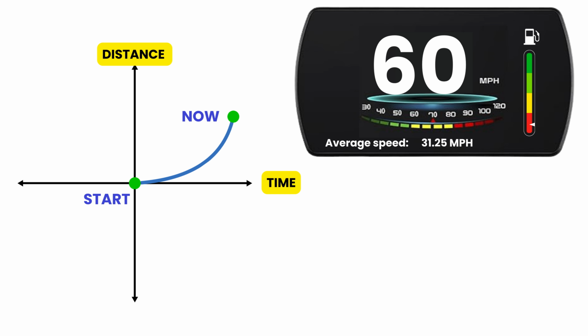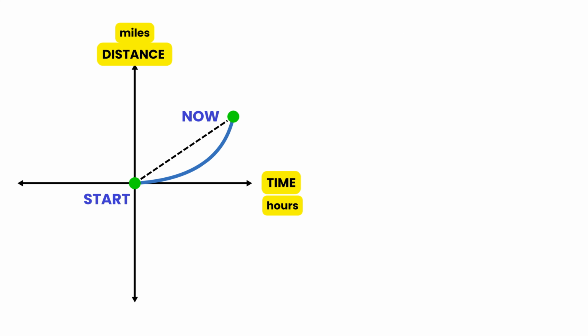We'll start with average speed. Average is exactly what it sounds like, meaning it's the overall speed from where you started to where you are now. We can represent that with a dotted line on the graph. We can now easily work out the slope of that dotted line using our usual slope formula, which is the difference in y values divided by the difference in x values.